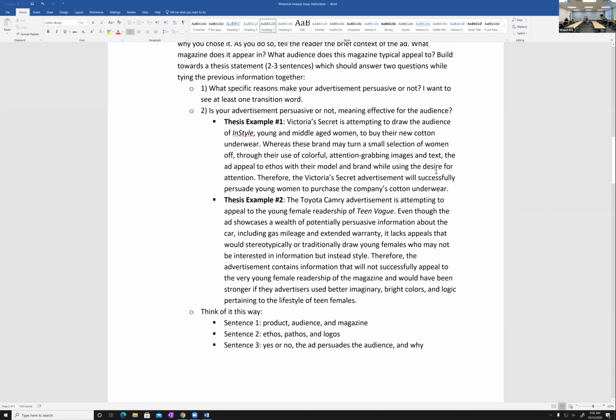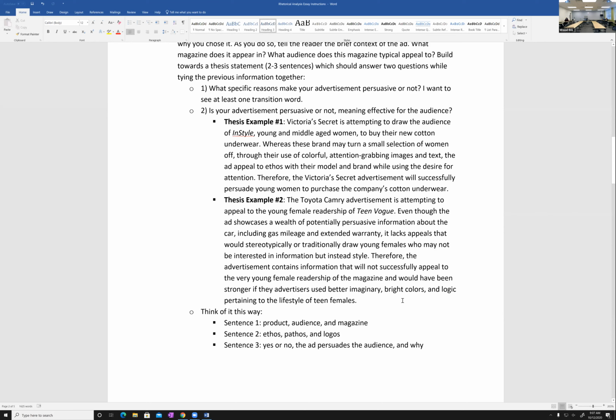The second one, again, they follow the same formula, except they don't think it's effective. So the Toyota Camry advertisement is attempting to appeal to the young female readership of Teen Vogue. So if you notice, they're talking about right there, what the product is, who the audience is, and the magazine that it was found in. Even though the ad showcases a wealth of potentially persuasive information about the car, including gas mileage and extended warranty, it lacks appeals that would stereotypically or traditionally draw young females who may not be interested in information, but instead style. Therefore, the advertisement contains information that will not successfully appeal to the very young readership and would have been stronger if the advertisers used better imagery, bright colors, logic pertain to lifestyle.